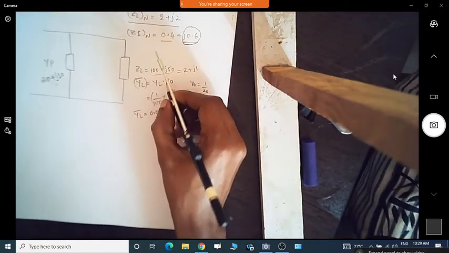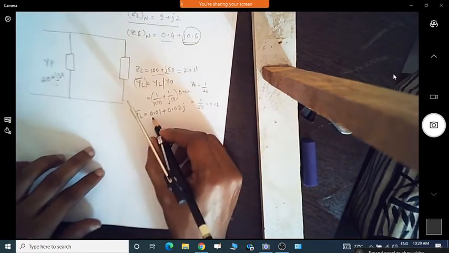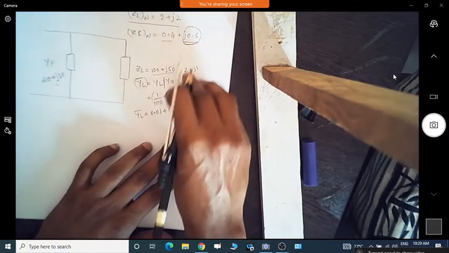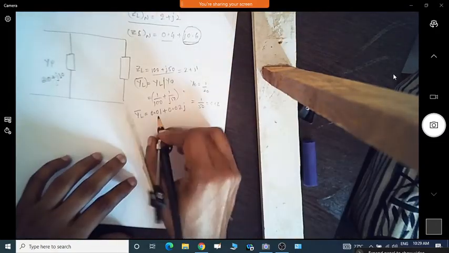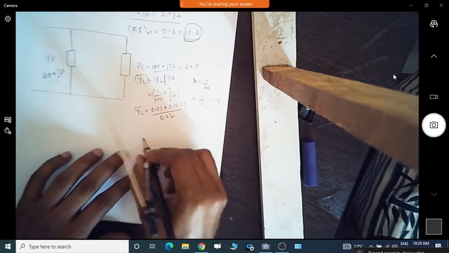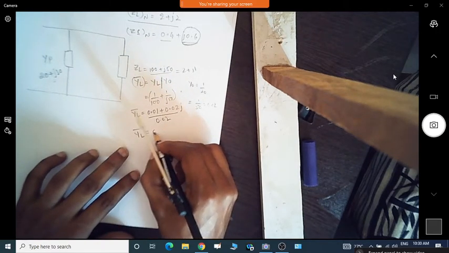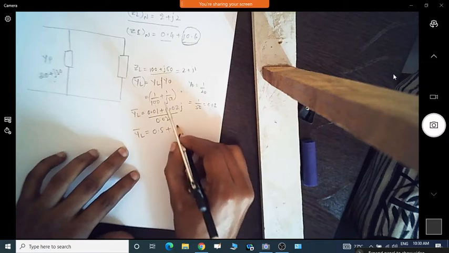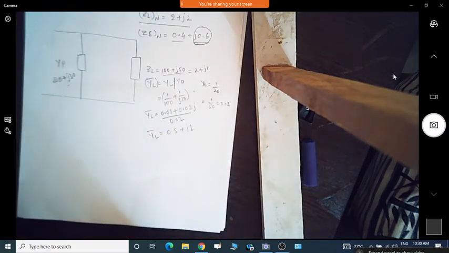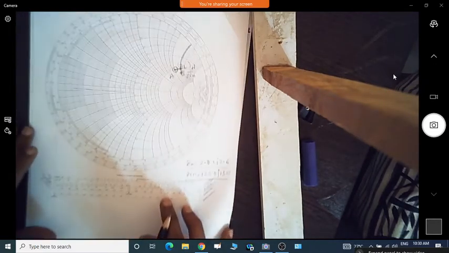So this is YL by Y0. So if I do this, YL by Y0, we are going to get the normalized value. So this YL bar is equal to 1 by 2, which is 0.5 plus j1. So that you have to locate in this chart, that is 0.5 plus j1.